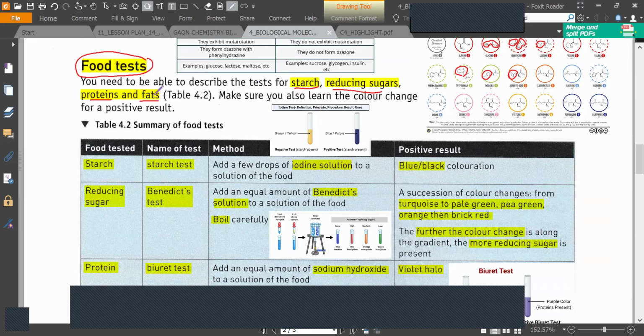I think you know quite well. You should have already learned this in year 7 until year 9. So this is a quick revision.